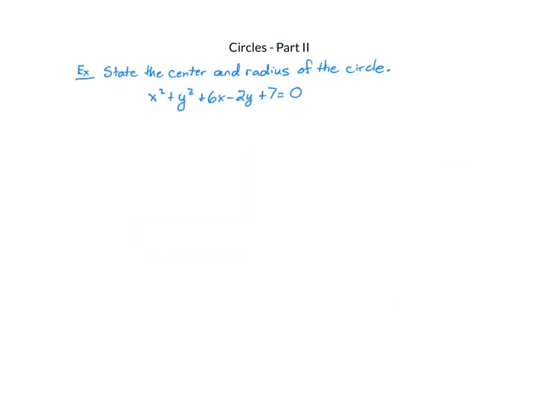We'll state the center and radius of the circle. The equation is x squared plus y squared plus 6x minus 2y plus 7 equals 0. Notice this time it's not in standard form, it's in general form. But in general form, we can't see what the center and radius is. So our job is to transform this equation so that down here, we'll have an equation that is in standard form.